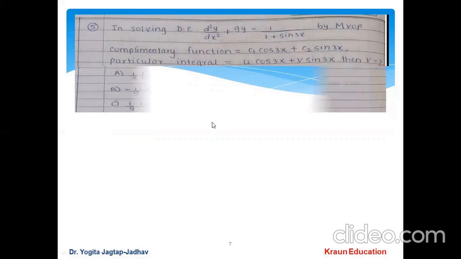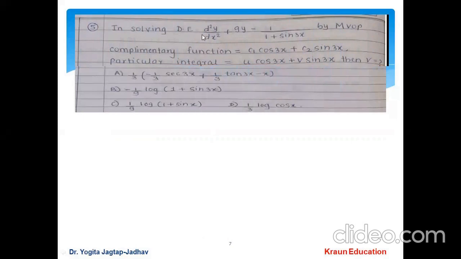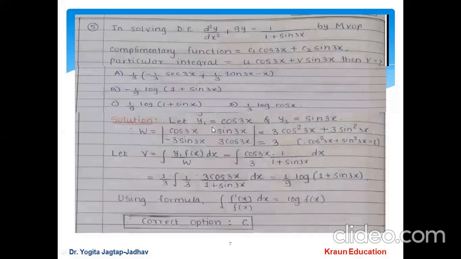Here again, I want to find out the value of V. This example is what? D square y by dx square plus 9y equal to 1 upon 1 plus sin 3x. Right? These options are provided. Now, look at the solution. Let us compare this complementary function with c1y1 plus c2y2. This gives us y1 equal to cos 3x and y2 equal to sin 3x.